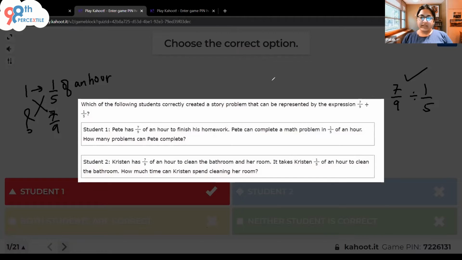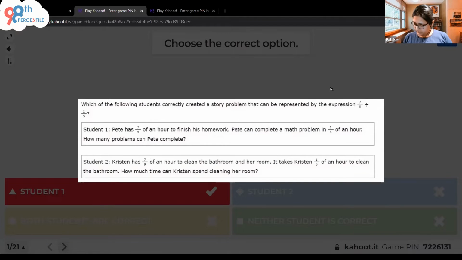So did everyone understand this particular question? Any queries, any difficulties regarding this? Anyone? Did everyone understand this? A little thumbs up might work.